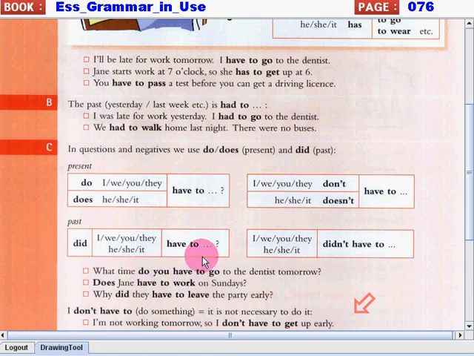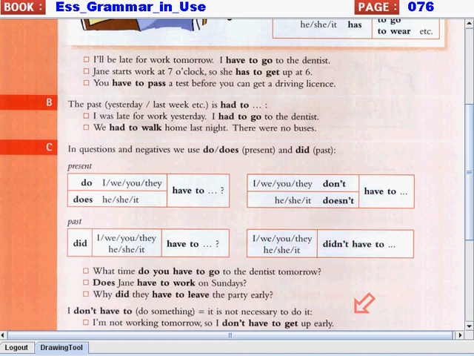And then for negative sentences, of course, our subject should be the first word in the sentence, followed by don't or doesn't. Do not for plural and does not for singular. Now, for the past tense of negative sentences, subject and then did not and then have to.